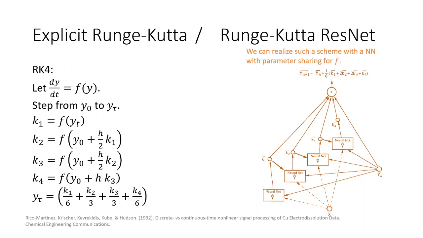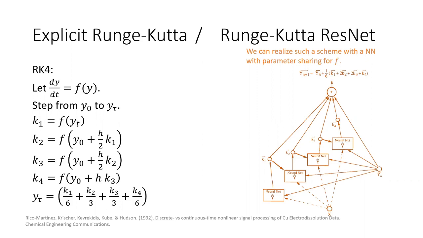Look at this neural network here that we made and we published in 1992. Here's the initial condition. We pass it through a neural network and get the number. We multiply it with a fixed h over 2, add it to the initial condition, pass it through the same neural network. These are four copies of the same network. So this is a recurrent network. You do it four times and then look at the end. The new prediction is the old plus a linear combination, something that lives in the span of all of these k's.